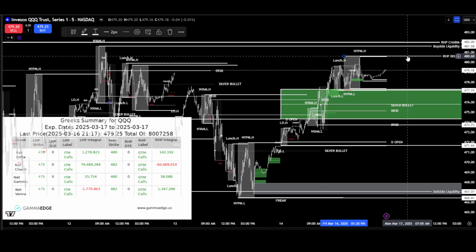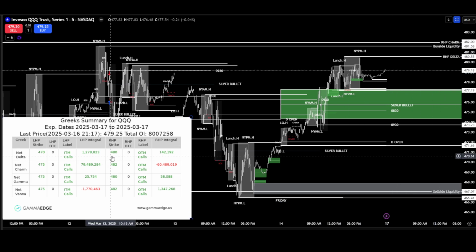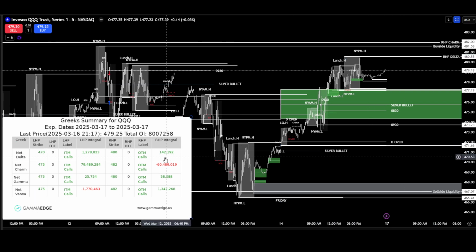I'm going to see if I can adjust this just a little bit to match up with the actual high. There we go, 480.55. So now I know the delta is sitting right at that 480. And then I'm going to look over here. We got 480 also net gamma, so right at that same level.